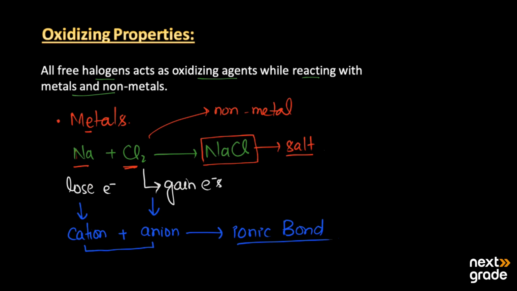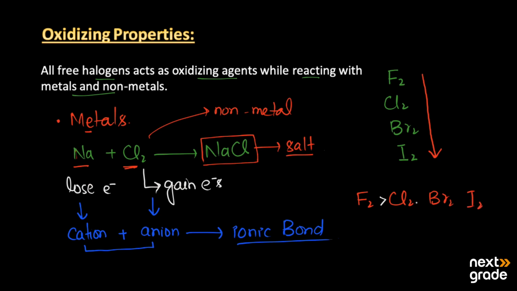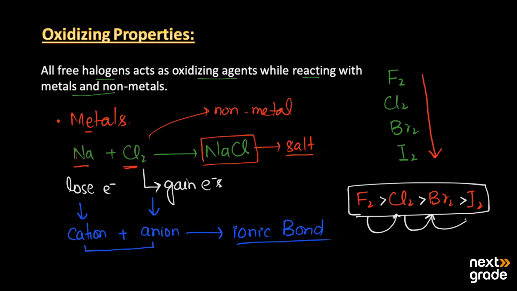If we talk about the oxidizing power of the halogens, it decreases down the group. The first element is fluorine, then we have chlorine, bromine, and iodine. Their oxidizing power decreases down the group, so we can write fluorine, chlorine, bromine, iodine with a decreasing sign between their oxidizing power. Fluorine has more oxidizing power than chlorine, and chlorine has more oxidizing power than bromine and iodine.